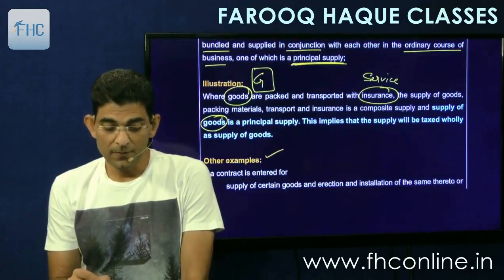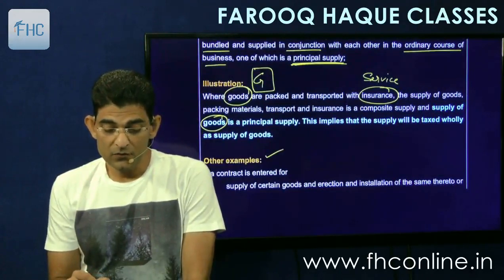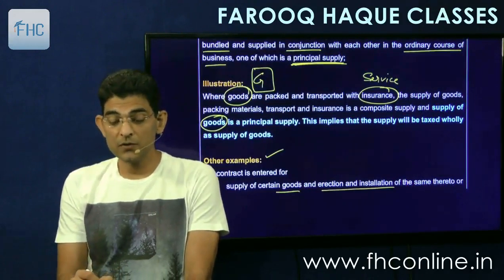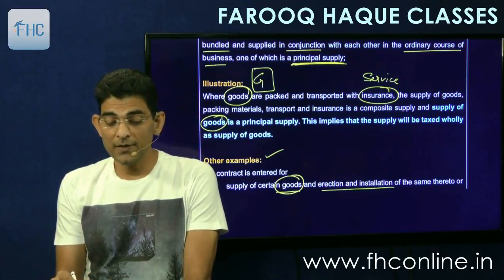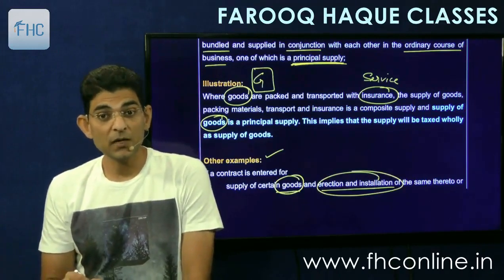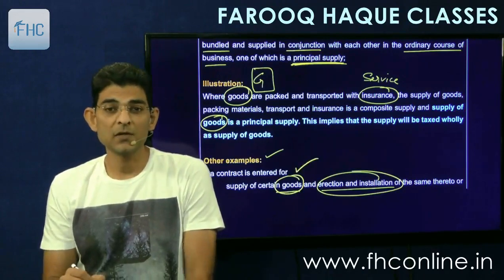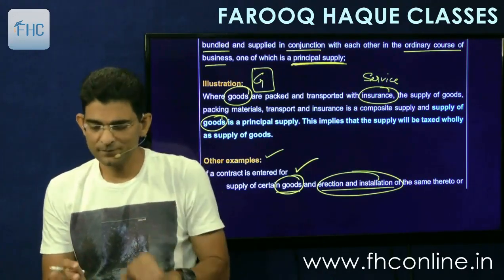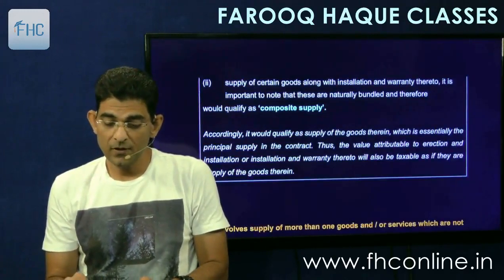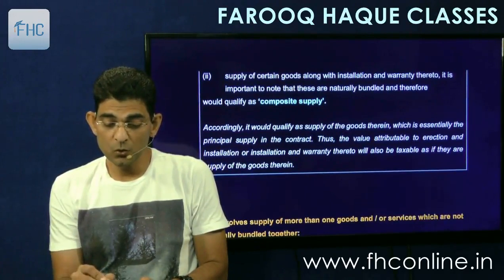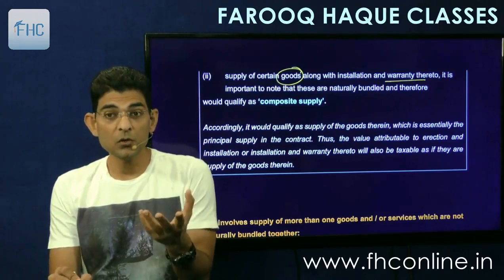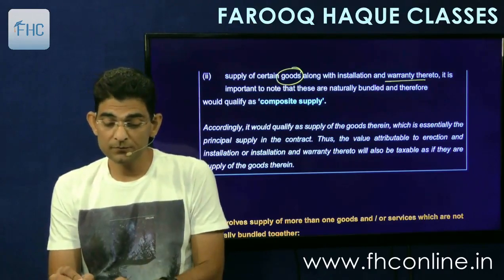Other examples are given. If a contract is entered for supply of certain goods and erection and installation of the same. So this is also an example. You first sell the goods and then you do the installation and erection also at the client's place. So again, what is the main thing? Goods. Installation and erection is a supplementary thing. So principal item is the goods. Or another example, supply of certain goods along with installation and warranty there too. You can attach warranty also. So again the main thing is the goods.